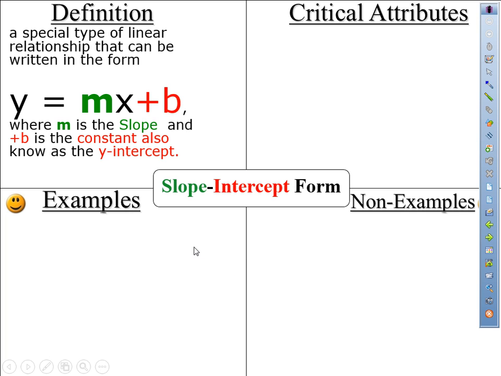So what I do want you to keep in your noodle is the form. Slope-intercept form is y equals mx plus b.